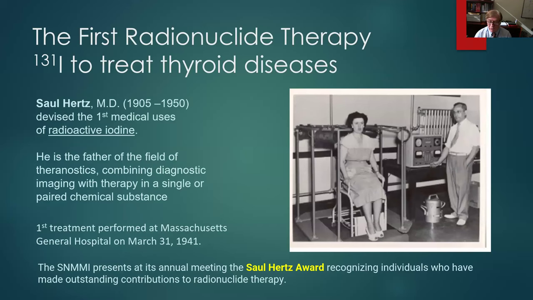The first radioiodine treatment for a patient with Graves' disease, this wasn't the first patient, but one of the first patients in the picture here, was performed at Mass General Hospital in Boston on the 31st of March, 1941. The Society of Nuclear Medicine and Molecular Imaging honors this contribution to medicine through the Saul Hertz Award that each year honors an individual who makes an outstanding contribution to radionuclide therapy. And who knows, that person might be one of you on this webinar in the future.